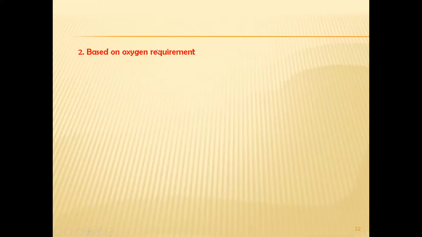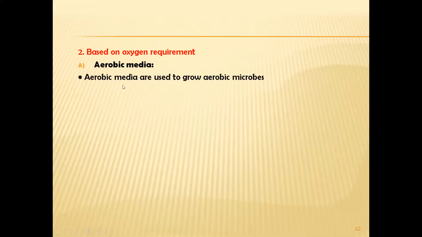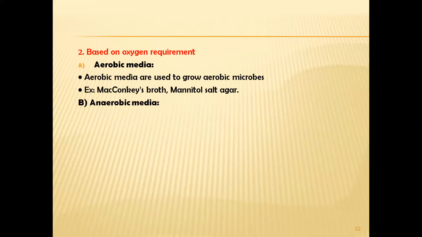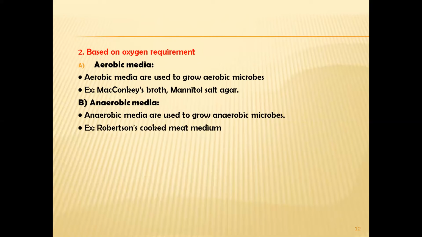Then classification of media based on oxygen requirement. That is the aerobic media which is used to grow aerobic microbes. Examples are MacConkey's broth and mannitol salt agar. And anaerobic media which is used to grow anaerobic microbes. An example is Robertson's cooked meat medium.